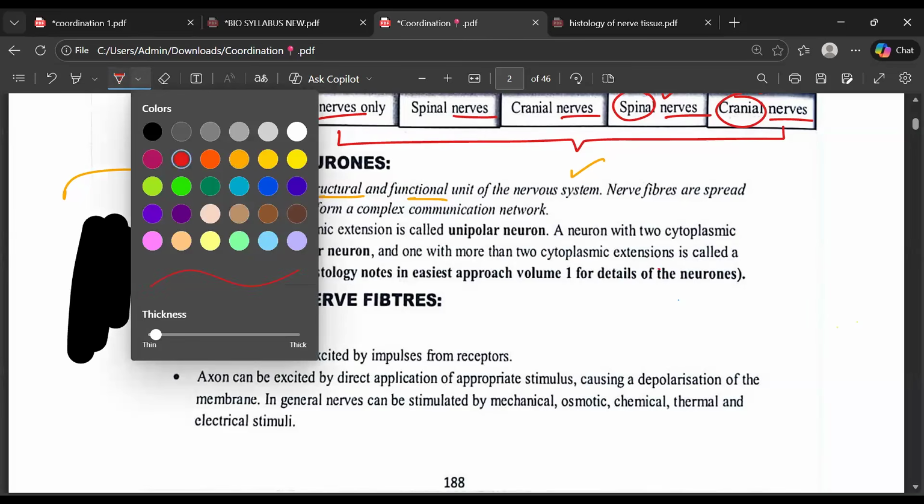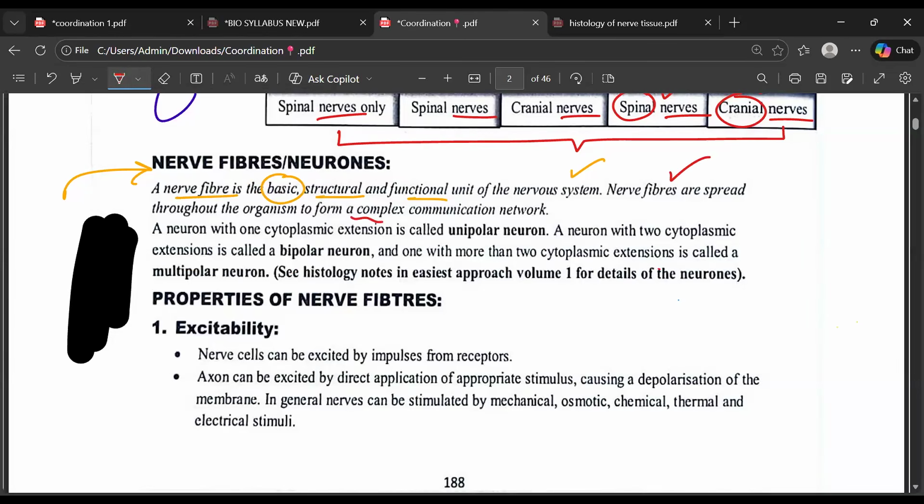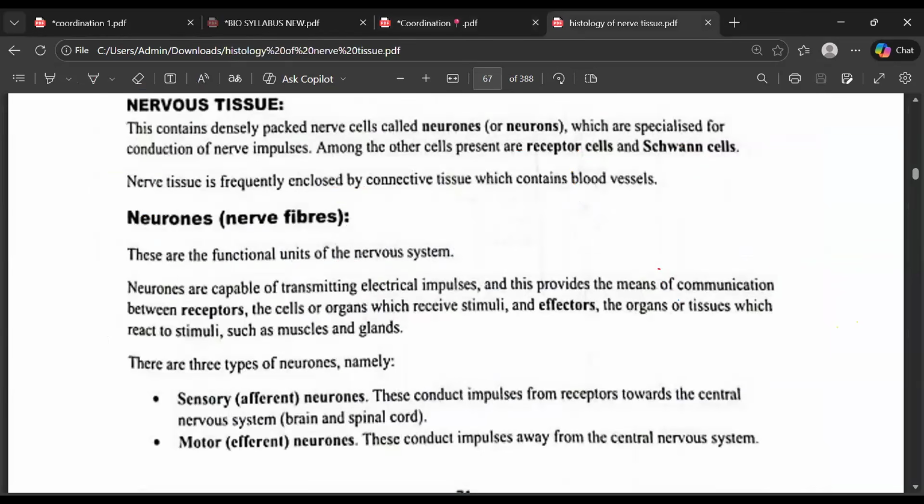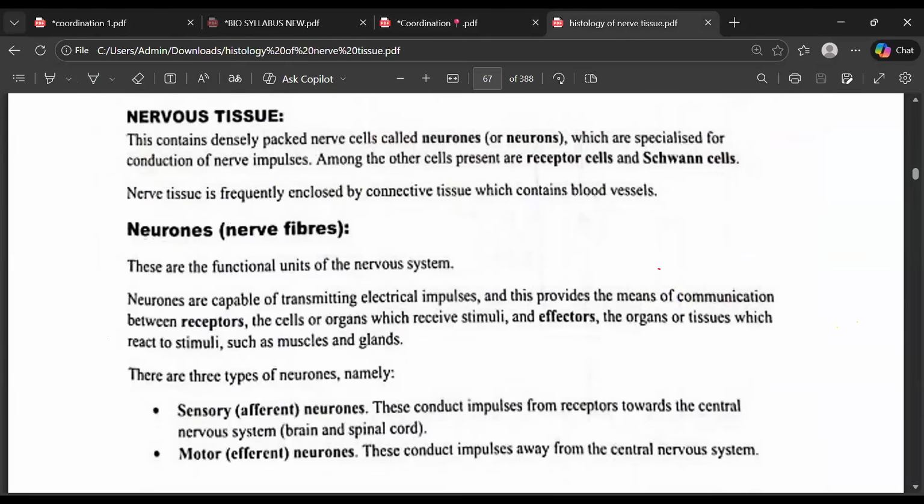So they are saying that these nerve fibers are everywhere in the body and they form that what? Complex network called the nervous system. Yeah. Now they are talking of these things. They are saying that a neuron is what? Unipolar, bipolar, multipolar. Then they are saying that we are supposed to look at the histology of neurons. And here we are to look at the histology of the nervous tissue.